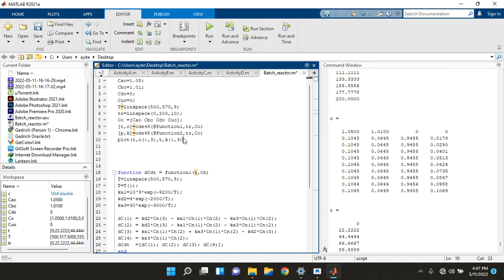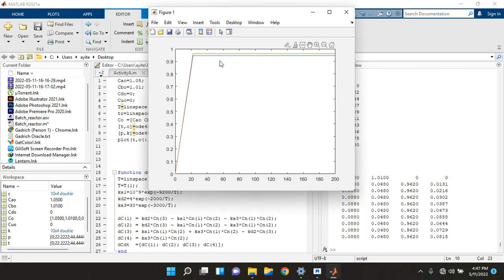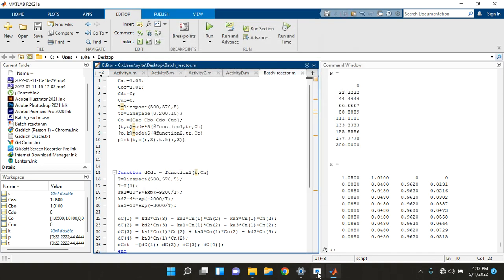I've just done only 2 here, so this is it. So when I run, it's going to plot the concentrations of only 2, but in your case 5, because you're going to do it for 5 different ones. So this is the D concentration, the first one in the blue, and the second one is this concentration. So you do it for all the 5 different ones.